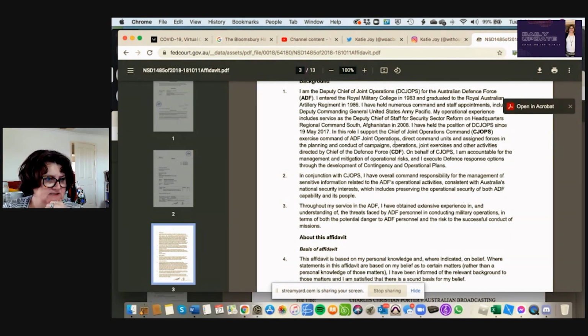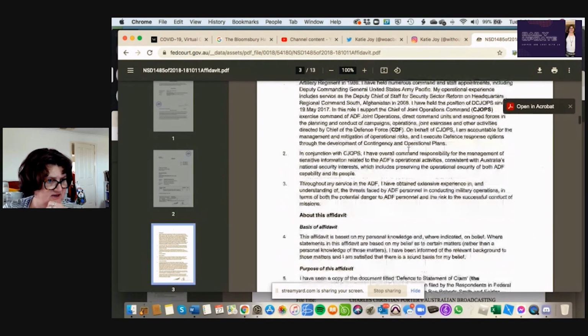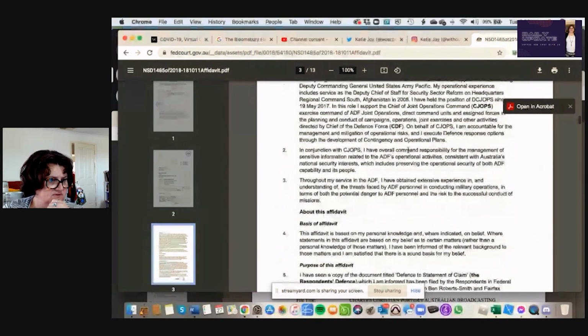In this role, I support the Chief of Joint Operations Command, CJOPS, to exercise command of ADF joint operations, direct command units and assigned forces in the planning and conduct of campaigns, operations, joint exercises and other activities directed by the Chief of Defence Force on behalf of CJOPS.